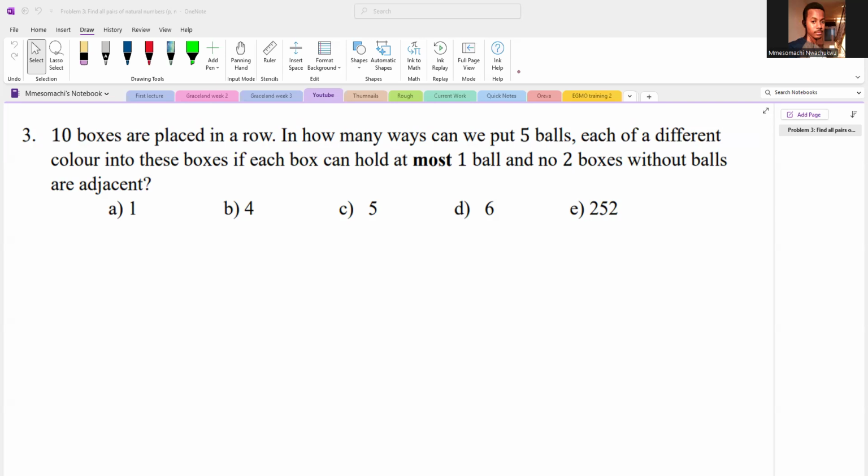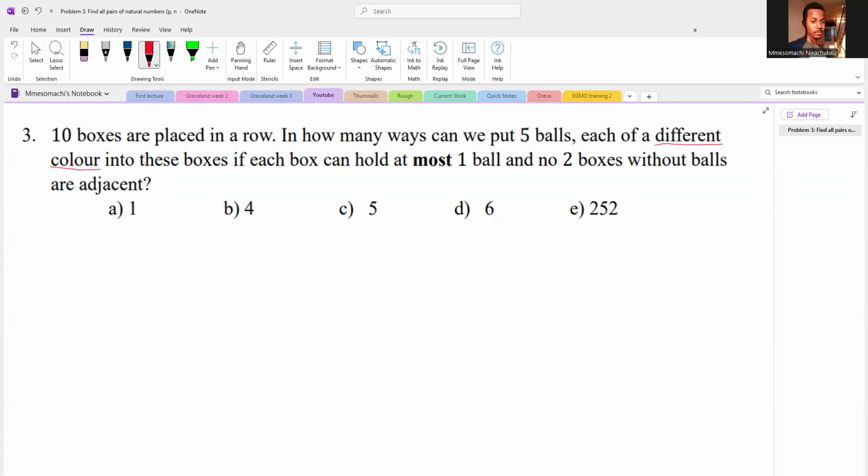Okay. So first of all, this question is, I think, the only problem we had with a typographical error. So it should not be different colors. It should be the same color. But let's look at this problem.